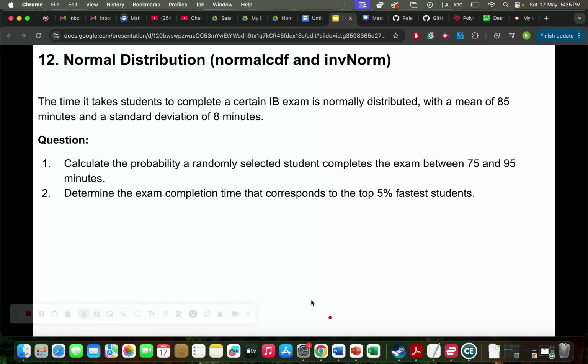Which is on normal distribution. All right, so back again, common topic between both the AA and the AI. So let's really take a moment and read the question.